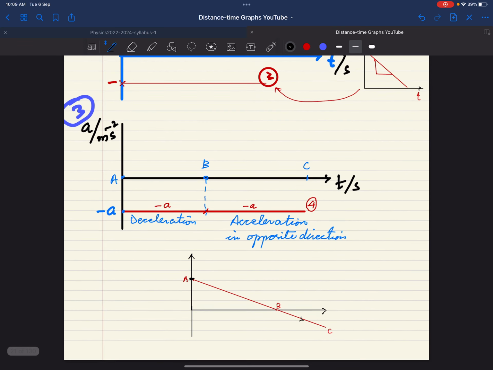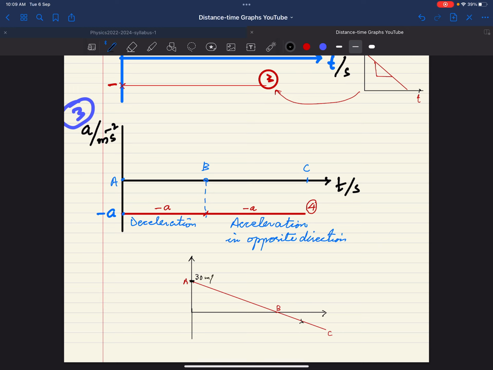So suppose from 30 meter per second, of course this is your velocity time graph again, from 30 to 0, this is basically the deceleration. Here you have this region from A to B, and as I said, the gradient is negative, but this negative is actually showing the decrease in velocity. So this acceleration, which is negative acceleration, is showing you the deceleration. Be careful.